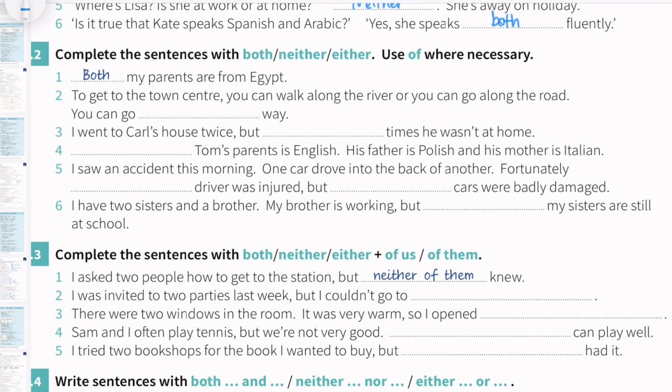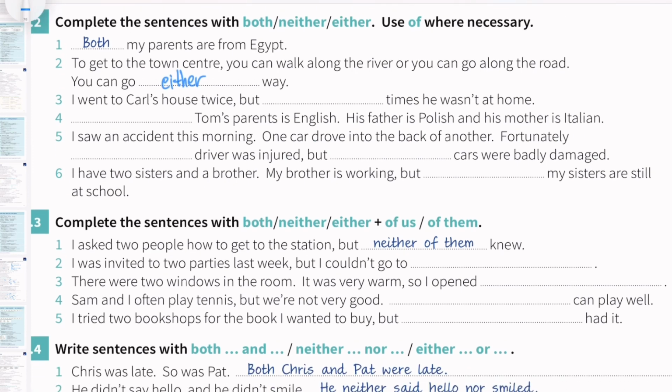Now let's do number 2. To get to the town center, you can walk along the river or you can go along the road. You can go either way. You can go along the river or along the road. You can go either way. Either.